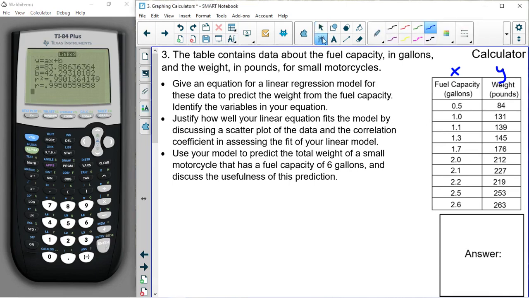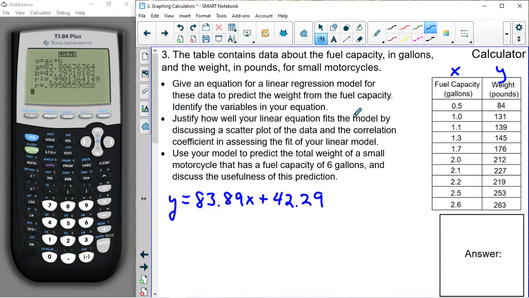Now they wanted an equation here. So the equation is going to be Y equals AX plus B. The A value they gave us was 83.89, I'll round that, X plus B. And the B value they gave us was 42.29. So we just used that linear regression to come up with an equation to represent this linear model. It also says identify the variables in your equation.